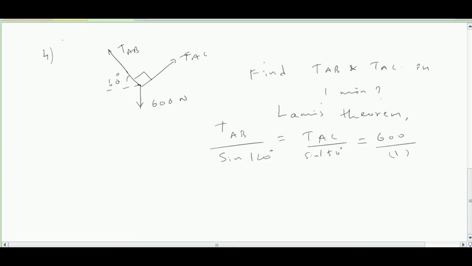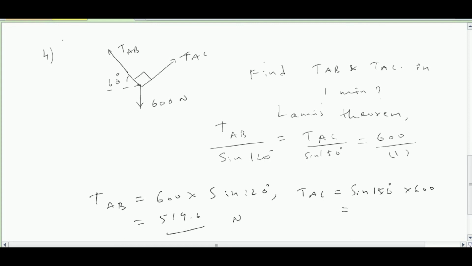TAB by sine of the angle between TAC and 600 newtons is equal to TAC by sine of 150 degrees is equal to 600 by sine 90 degrees. So TAB is equal to 600 into sine 120, and TAC is equal to 600 into sine 150. Just put the values in the calculator and get 519.6 newtons and 300 newtons for TAB and TAC.